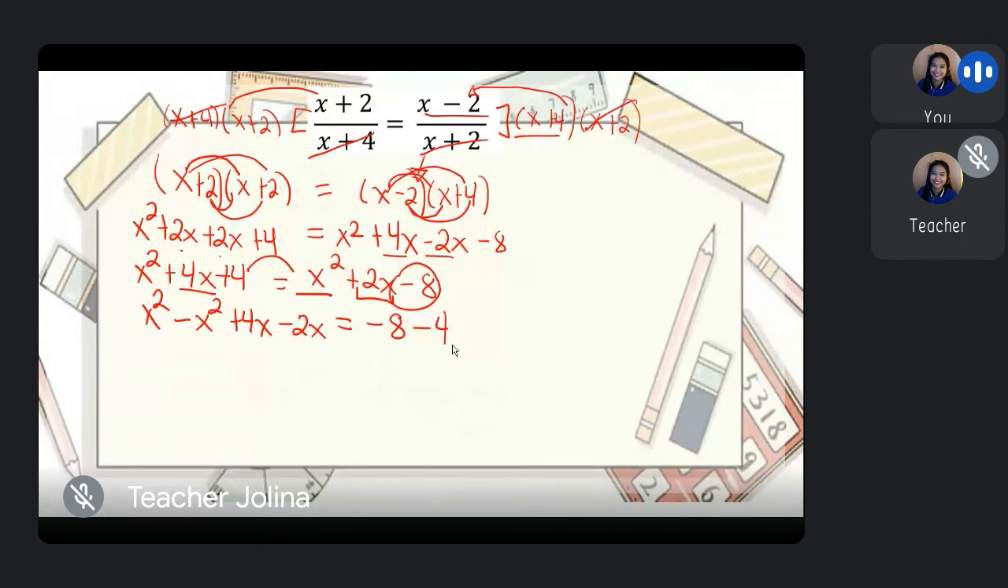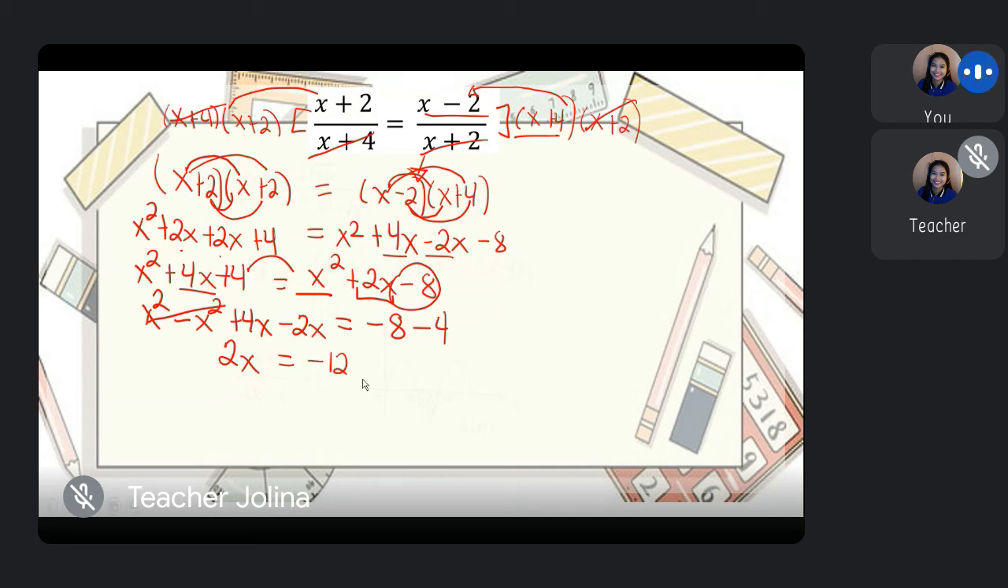So, x squared minus x squared, that is 0. So, cancel na po yan. 4x minus 2x, pwede silang i-combine kasi same term po sila. So, we have positive 2x equals negative 8 minus 4, that is negative 12.